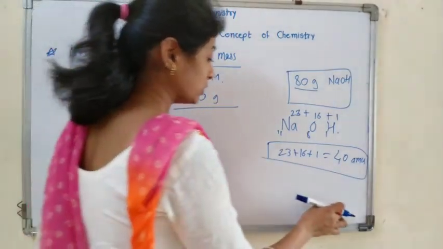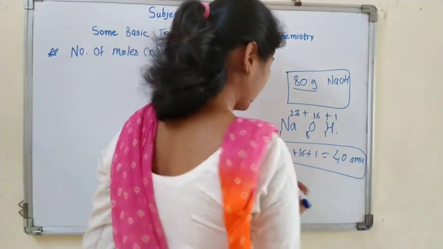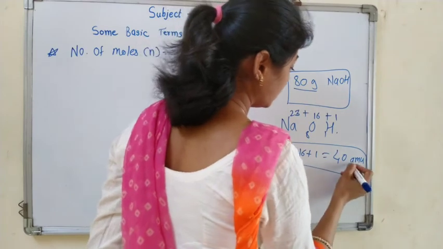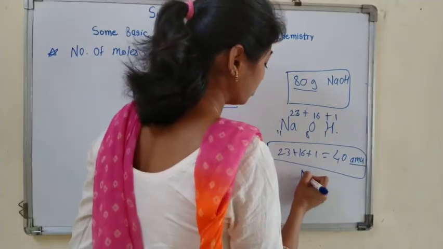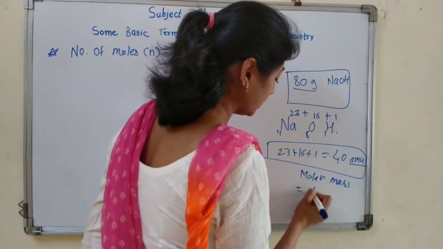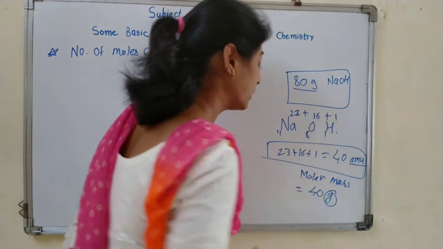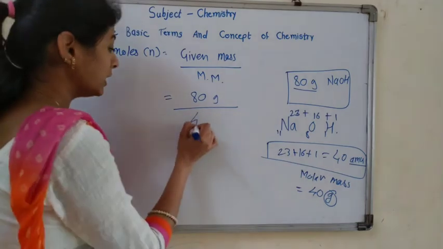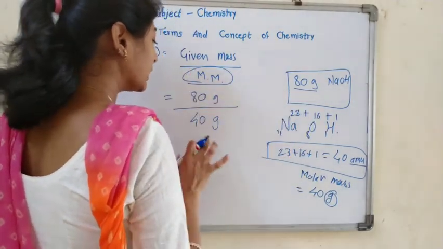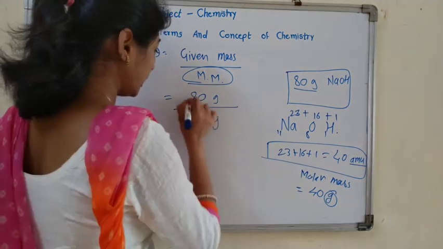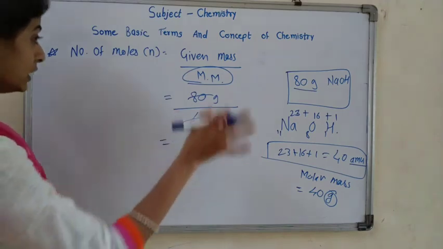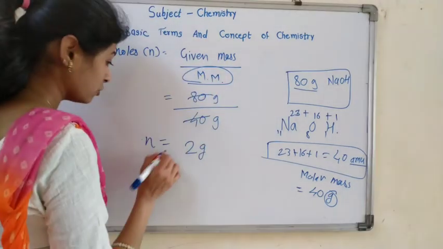As we saw earlier, atomic mass has the unit AMU, while the molar mass has the unit gram. So here it is 40 gram. What is the molar mass of NaOH? That is 40 gram. So here the number of moles of NaOH is 2.